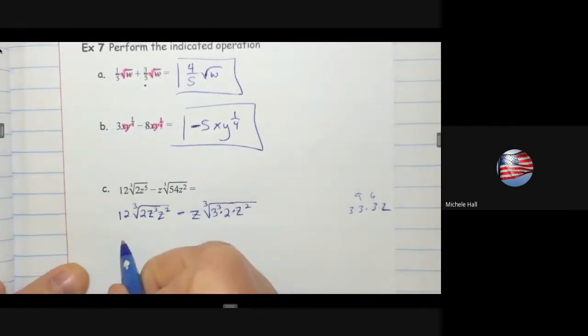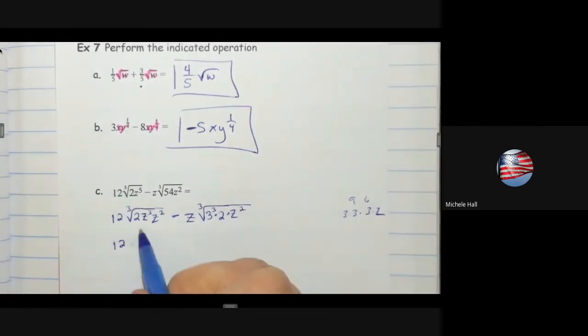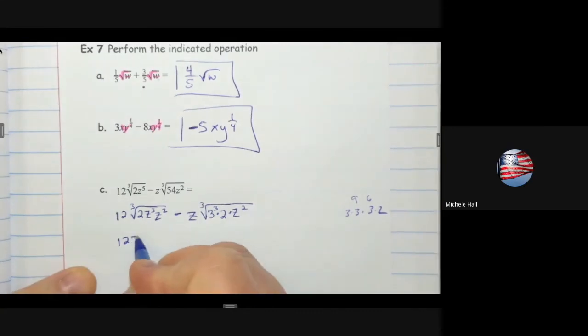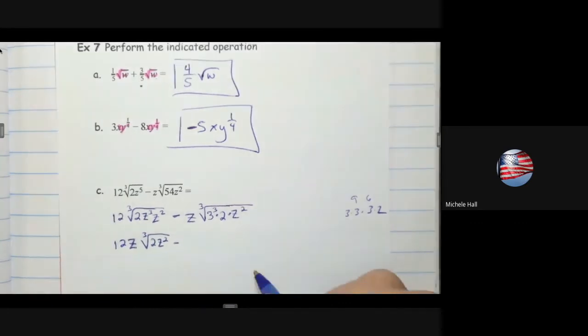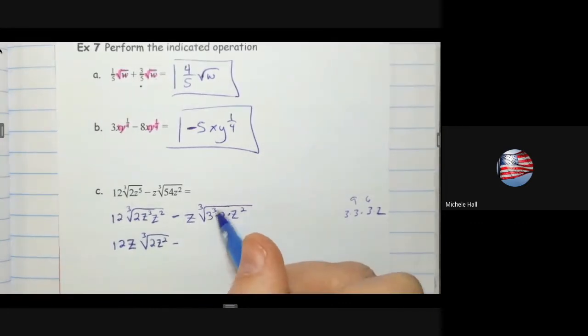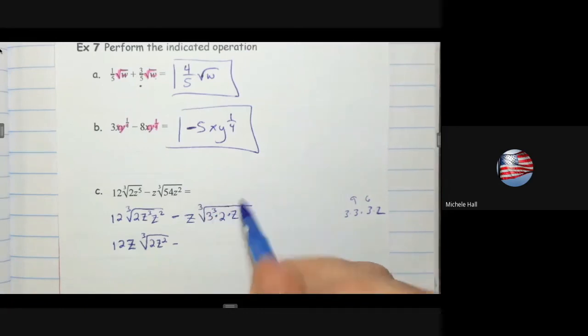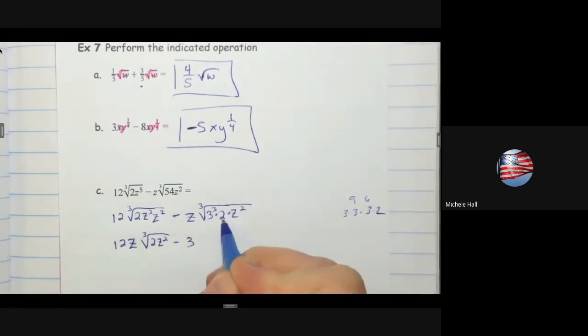All right, let's reduce. What do we have that's coming out of the cubed root? We have z cubed. What is the cubed root of z cubed? That's z. The 2 stays and the z squared stays. We have the cubed root of 2z squared minus, we have 3 cubed, so the cubed root of 3 cubed is 3. The 2 stays, the z squared stays, so that's all that's coming out. And then we do have a z out front.